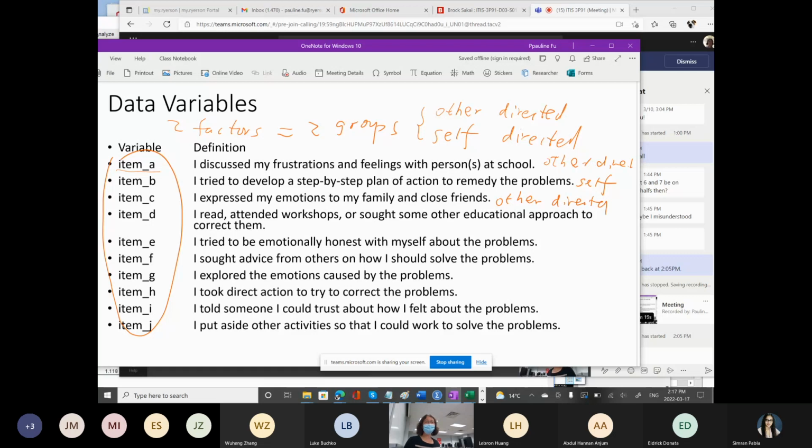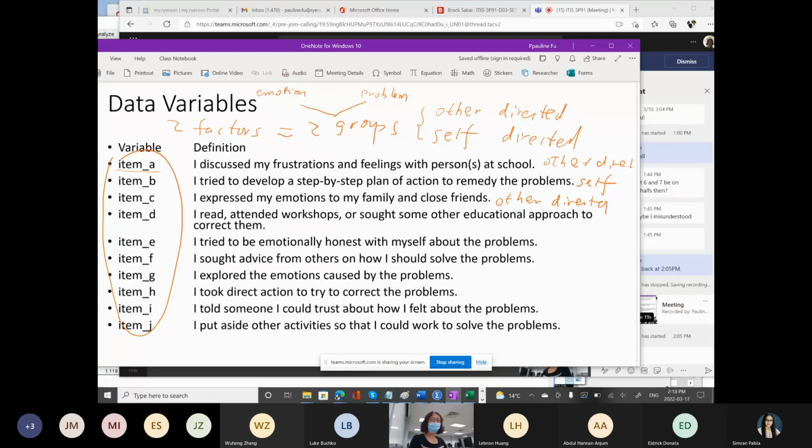But in this lesson, we have another way to group the items. We group the items in 2 groups. One group is emotion focused. The other group is problem focused. So these 2 groups could be emotion focused, could be problem focused. Again, we can divide the original items into 2 groups. One is emotion focused, the other is problem focused.